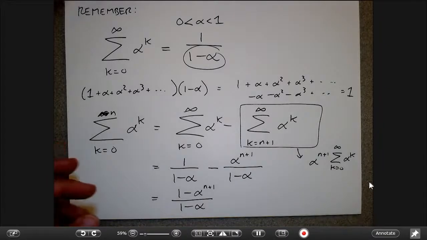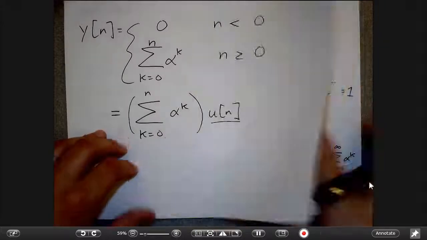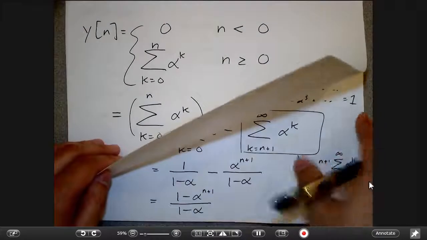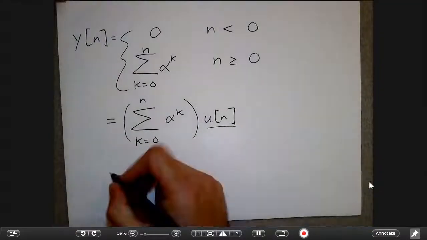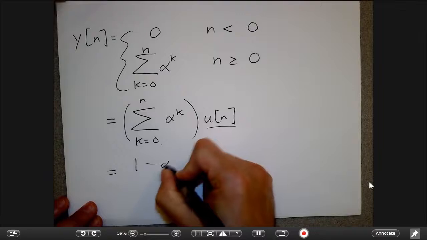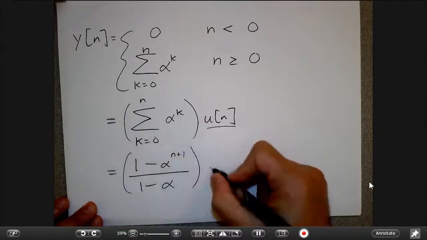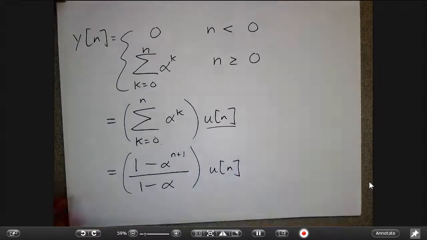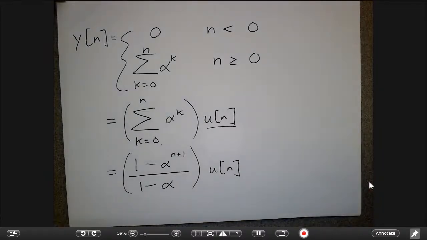So let's go back to our actual problem here. Our problem was exactly this, where I have exactly this sum, and so I can substitute my formula and say this is actually equal to 1 minus alpha to the n plus 1 over 1 minus alpha times u of n. Okay. And so, actually, let's think about just for a second, what does that mean? What should that look like? So let's go back to our picture of the signals.